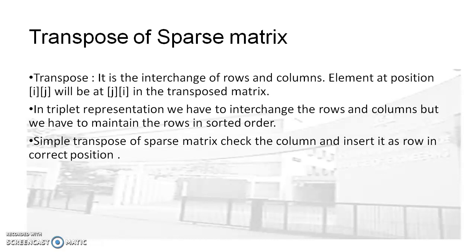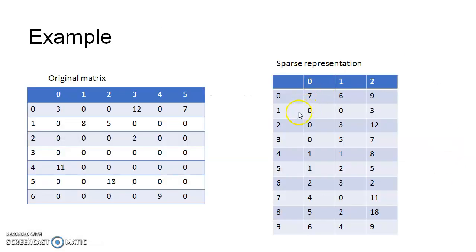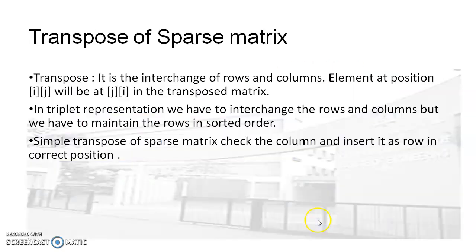In the triplet representation also, when we have to perform the transpose operation, we have to interchange the rows and columns. But we have to maintain the rows in sorted order. As you observe in the triplet representation, there is a row major format. This row major format is maintained. Similarly, when the transpose operation is performed, we also have to maintain this row major format.